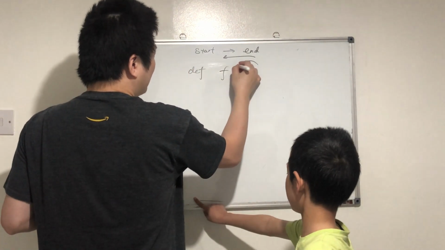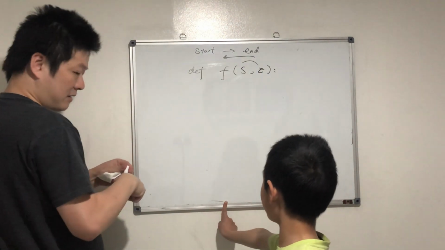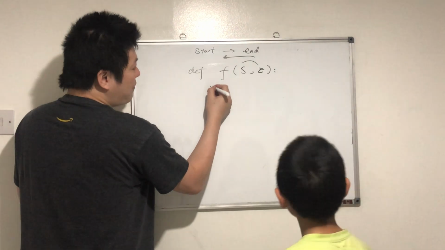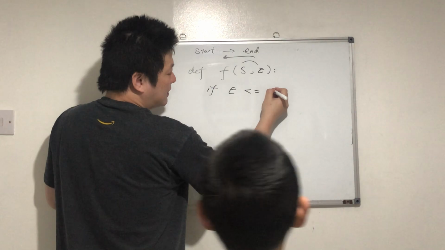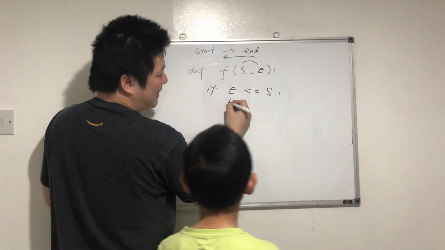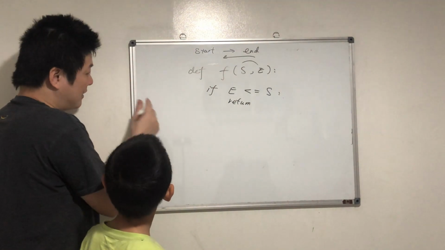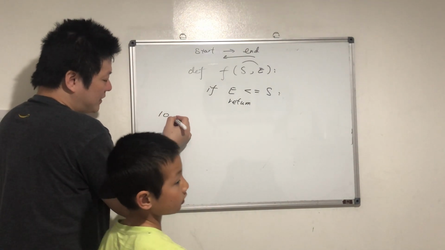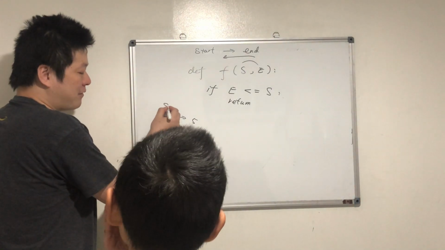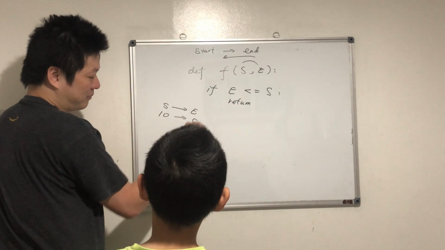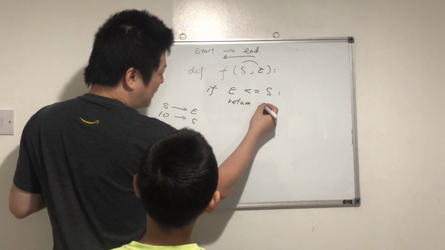Define f(s, e), s for start, e for end. If end is smaller than or equal to start, what should we return? For 10, if we want to convert to 5, we want to start from 10 converting to 5. We just do s minus e. Well done.